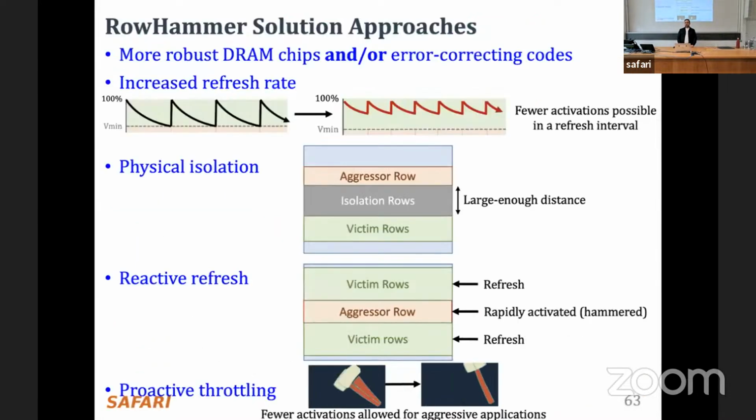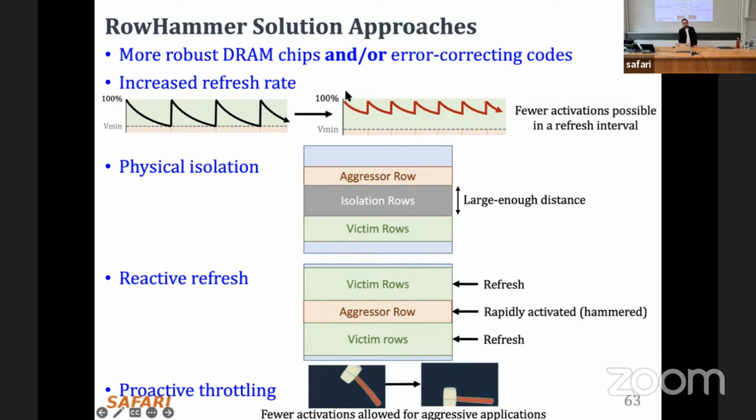But later on, when we classify the solutions in the field, we can see that you can have more robust DRAM chips. Basically, you can improve the physics, which is quite expensive and time-consuming going forward. This is one way of going there. The second way is that you can increase the refresh rate. So in this plot, it's the voltage in your cell. It goes lower in time because of the charge leakage, because DRAM is volatile.